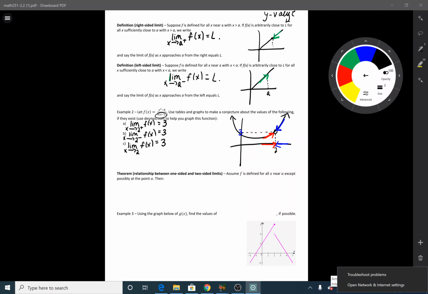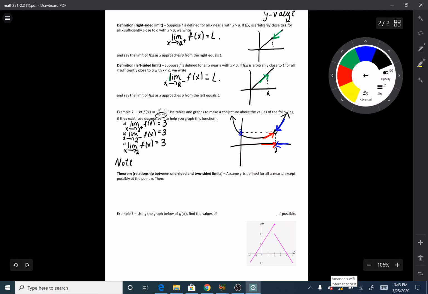So let's note that even though f of 3 is undefined, the limit as x goes to 2 of f of x is defined.